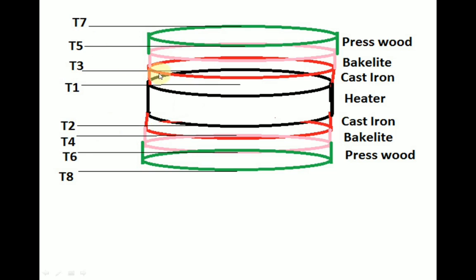Then above this cast iron plate there is a plate of bakelite, and the interface temperature is represented by T3 at the top and by T4 at the bottom. The interface temperature of the bakelite plate and the press wood plate is represented by T5 at the top and T6 at the bottom. The surface temperature of the press wood is represented by temperature T7, and at the bottom by temperature T8. In this way we have a total of 4 temperature sensors which measure the interface temperatures between the plates.